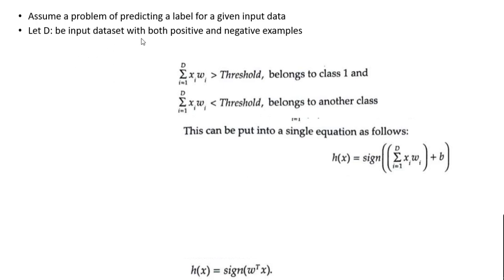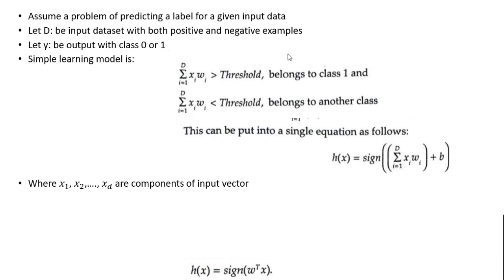Let's say D is the input data set where I'm giving images of cats and dogs. If I say cat, then the class is 0. If I say dog, the class is 1. So the simple learning model is like this. You need to set up a threshold always. If the value is greater than the threshold, then you say it belongs to class 1. If the value is less than the threshold, then it belongs to the other class, or class 0.